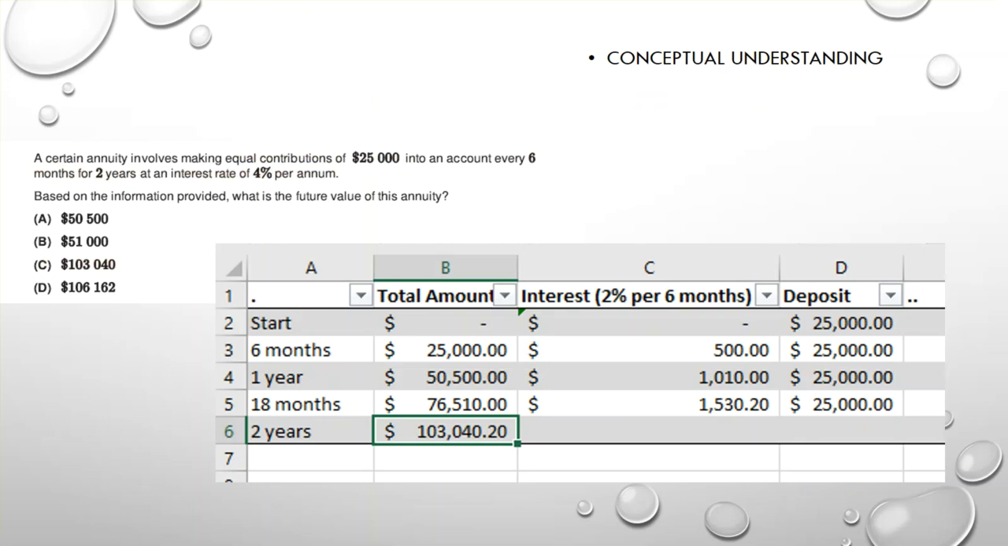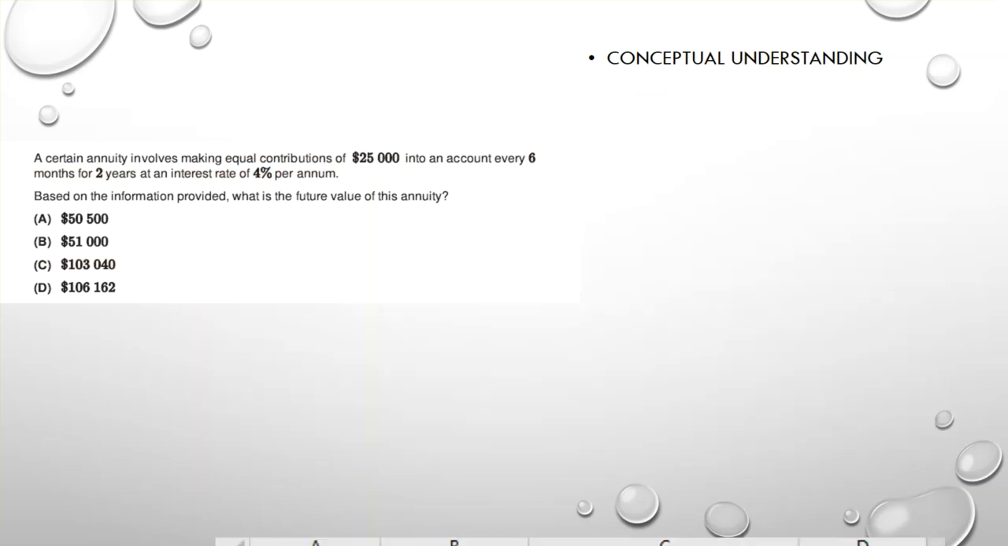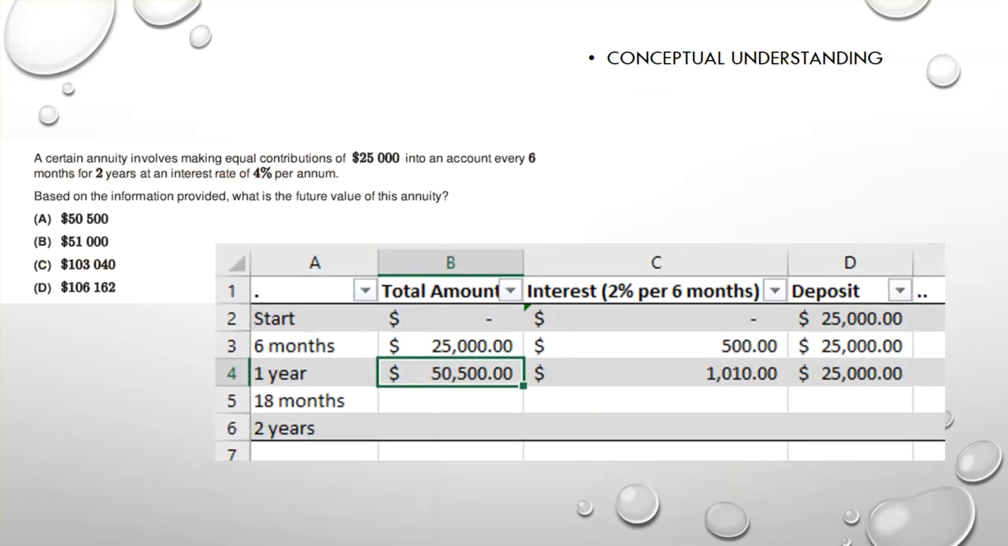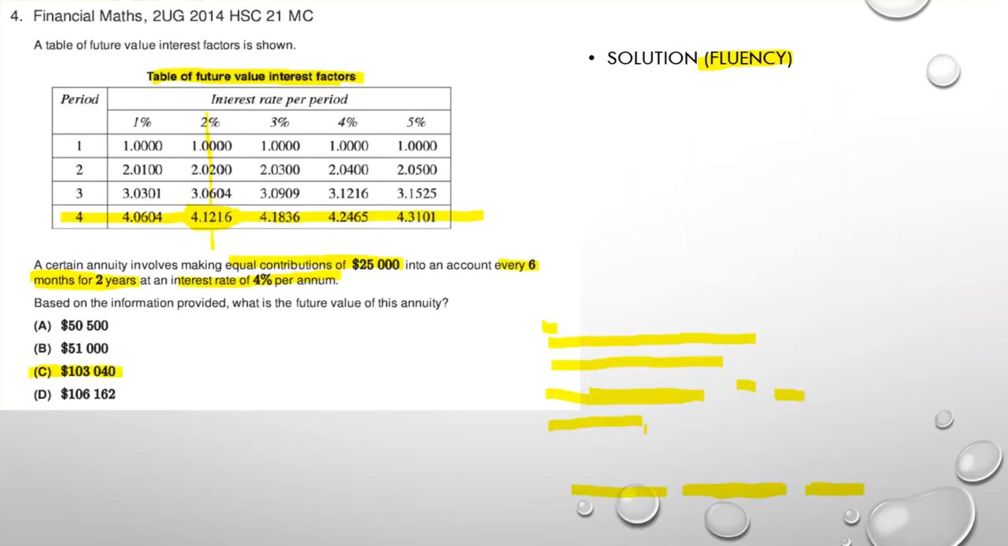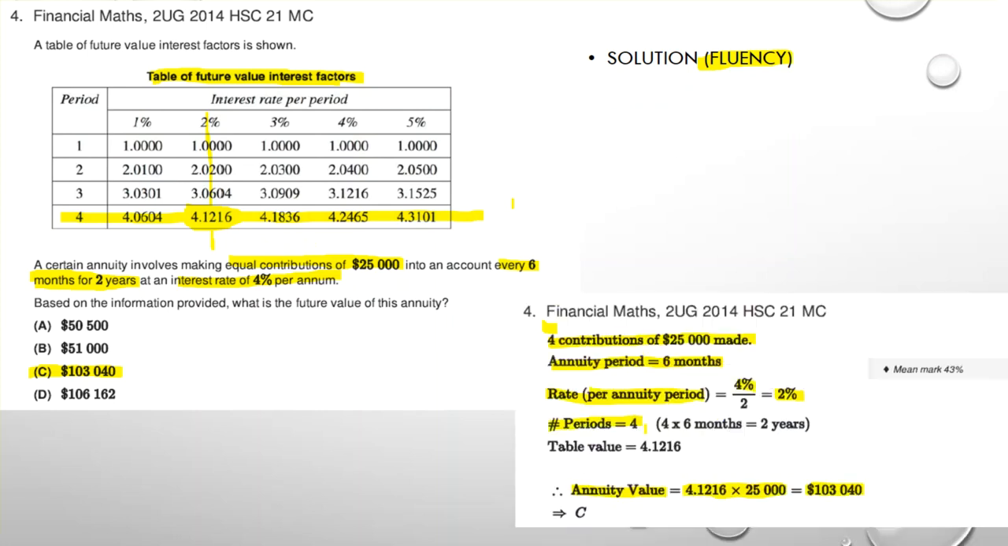So there are 2 ways to solve this problem. We can go through the spreadsheet way of doing it, or we can use the table of future value interest factors. This would be a typical way to do it in the HSC. Make the summary of the question and then multiply. If it's a working backwards problem, you would divide by one of the things that you know.